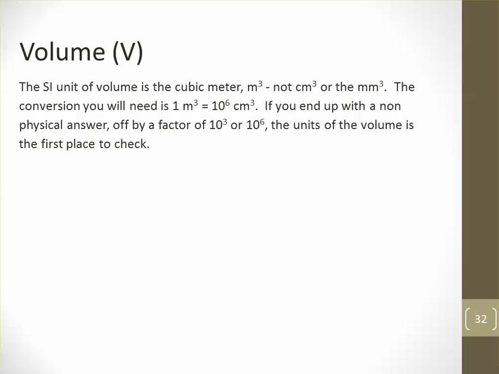The SI unit of volume is going to be meters cubed, not centimeters cubed or millimeters cubed. You're going to need to convert those back to meters cubed before you begin working with them. It's very easy to make mistakes with these if you don't make those conversions. 1 meter cubed equals 10 to the 6 centimeters cubed. 1 meter cubed equals 10 to the 9 millimeters cubed.